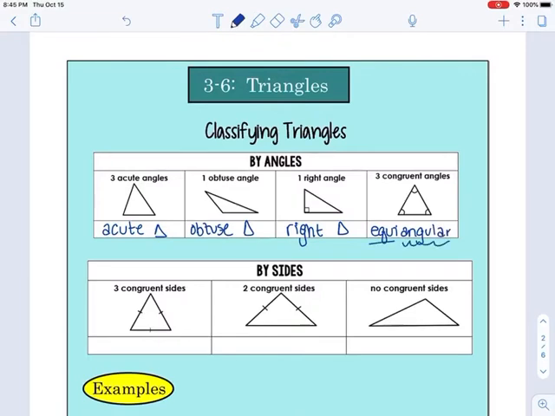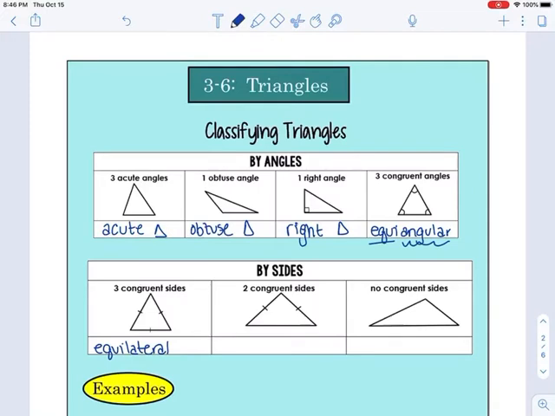So 3 equal angles. If you classify it by sides, if you have 3 congruent sides, that's going to be equilateral. Lateral being side, equi being equal. So 3 equal sides. An equilateral triangle is also equiangular, but if you're classifying it by angles, it would be called equiangular, and if you're classifying it by sides, it would be called equilateral.